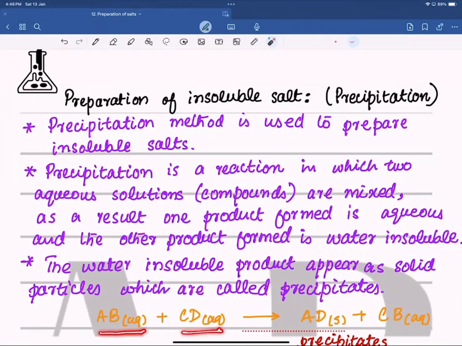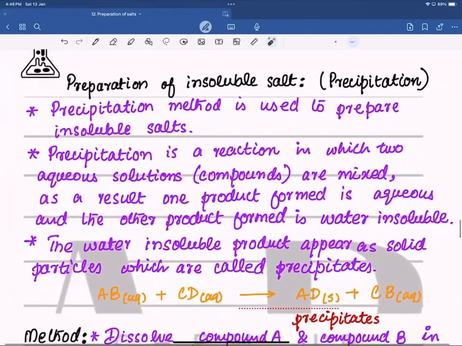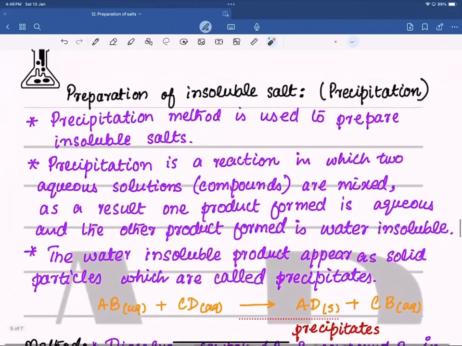Okay, so see over here in this equation, these two are aqueous, so it means they are water soluble. When we mixed them, we see two new products formed. One is aqueous, so it stays in the solution and we are not able to see it. But the one which is solid appears as solid particles, which we call precipitates. So that is the theory of precipitation. Complete this, then we will discuss the method.